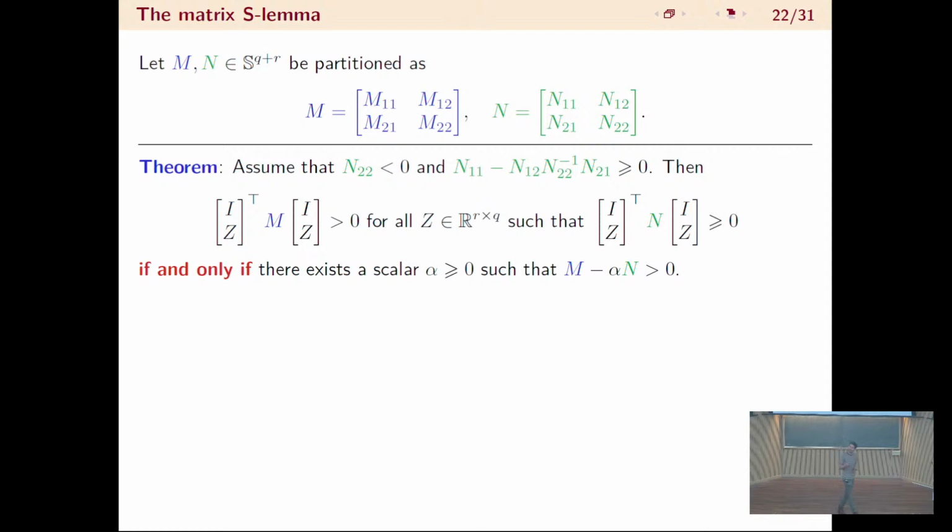Any questions about this theorem? Is it clear to you what it means? So all solutions to one quadratic matrix inequality are also solutions to another one, if and only if this linear matrix inequality has a solution alpha. That's the point.